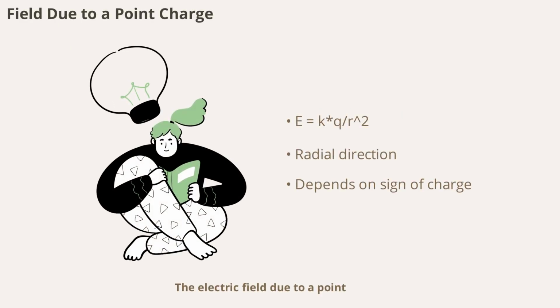The electric field due to a point charge is a fundamental result in electrostatics. If a point charge q is placed at a location, the electric field E at a distance r from the charge is given by E equals k * q / r², directed radially outward for positive charges and inward for negative charges. This expression allows us to calculate the field at any point in space due to a single charge, forming the basis for analyzing more complex charge distributions.